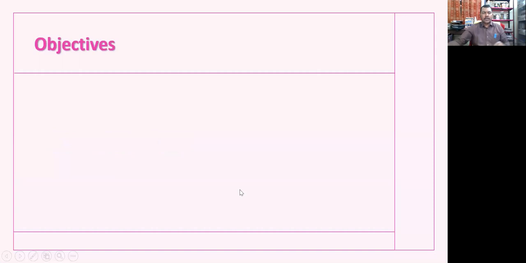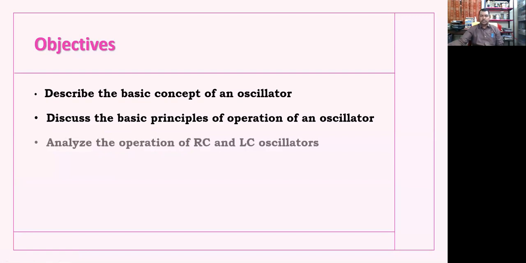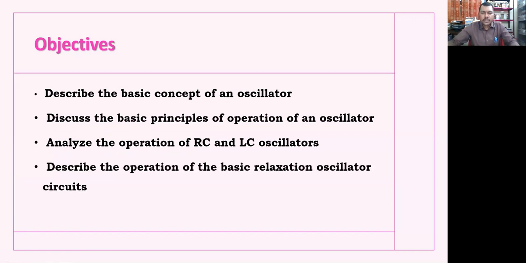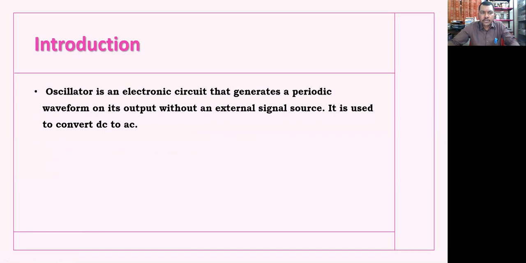So these are some of the concepts which we expect to complete in this section: basic principles of operation of an oscillator, analyzing the operation of RC and LC oscillators, then operation of basic relaxation oscillator circuits, right? Those are going to use UJT, unijunction transistors. So this was a little bit of introduction.